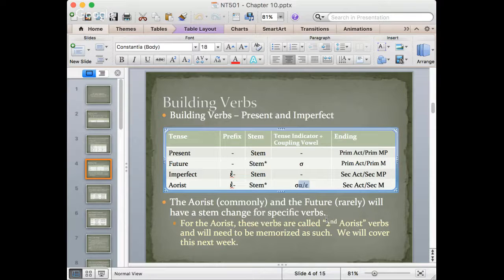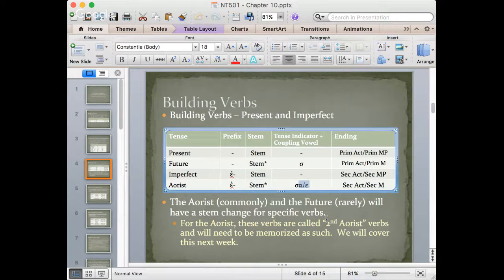And then for endings, when it's active, it'll take type 2 endings, which are the secondary active endings. When it is middle, it'll take type 4 endings, secondary middle. We do not have the passive yet, and so we'll pick up the passive later. Actually, at the very end of the class, we'll pick up the passive for aorist.